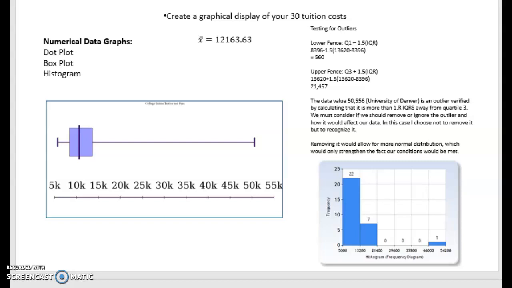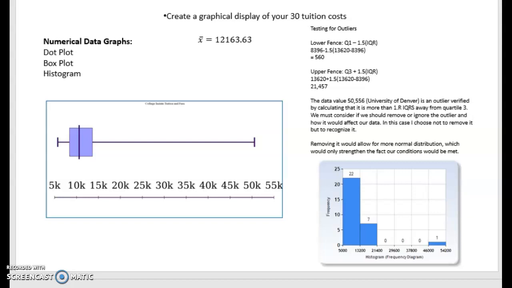Okay, for the next bullet, we were asked to create a graphical display of the 30 tuition costs that we found. There are different types of graphs that you can make for numerical data. So you can make a dot plot, you can make a box plot, and you can make a histogram, and all three of those read and give us different types of statistics. For example, a box plot might only show us the IQR, whereas a histogram is really, really useful for showing us the shape of a graph.